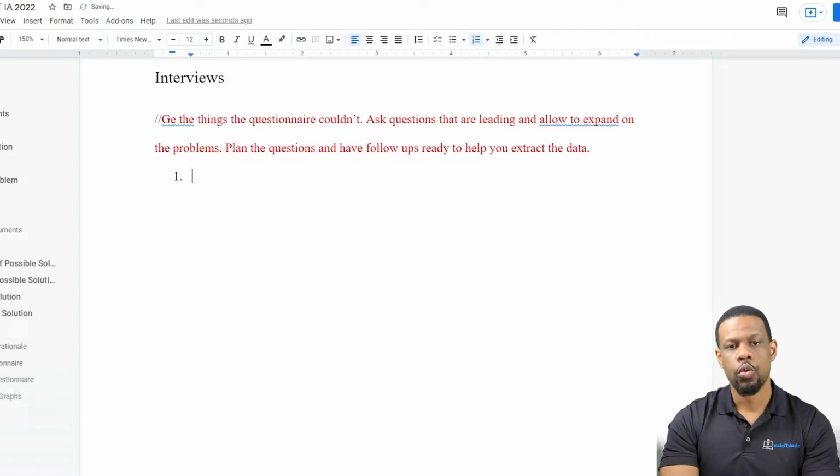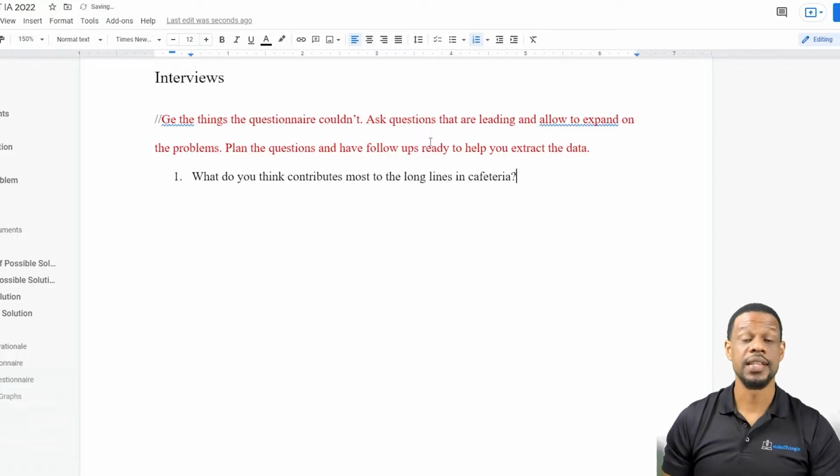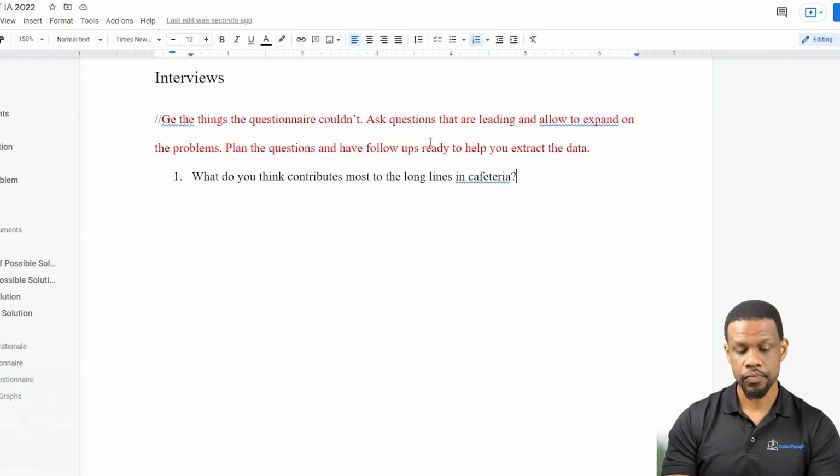Question 1 would be, what do you think contributes most to the long lines in the cafeteria? Now, the person could answer all sorts of things. They could say rain, thunderstorms, the door is too small, or that people walk slowly, all sorts of things like that. And you now have to be prepared for whatever they say.